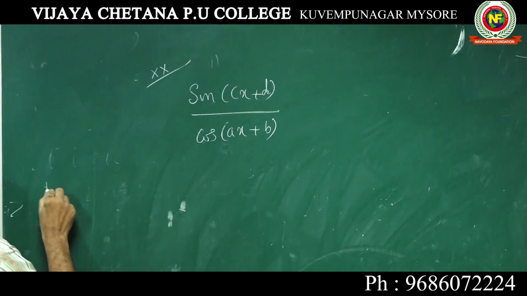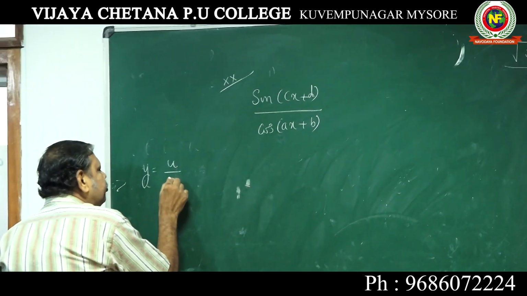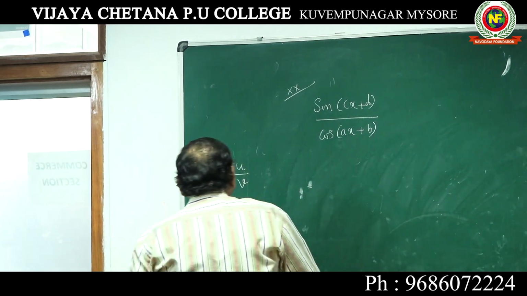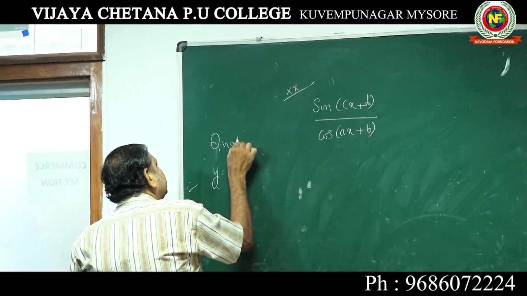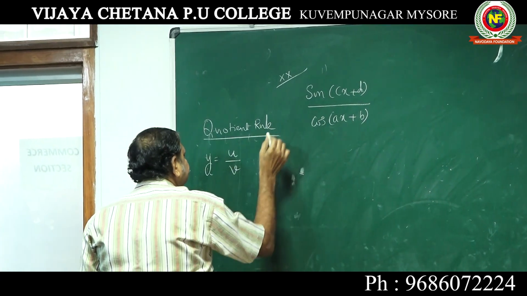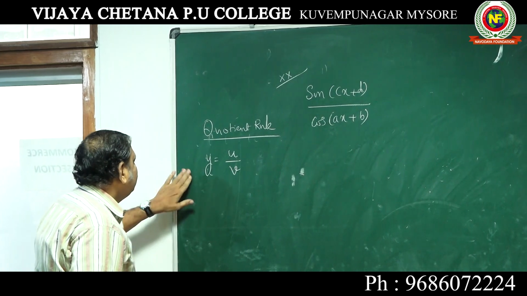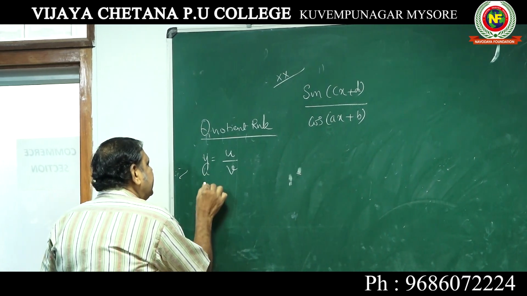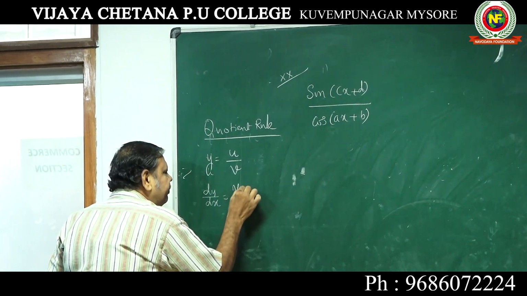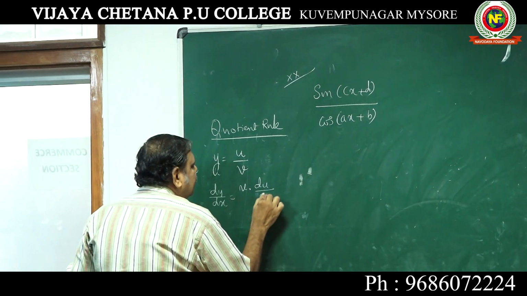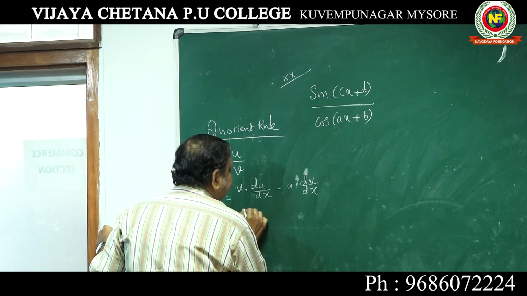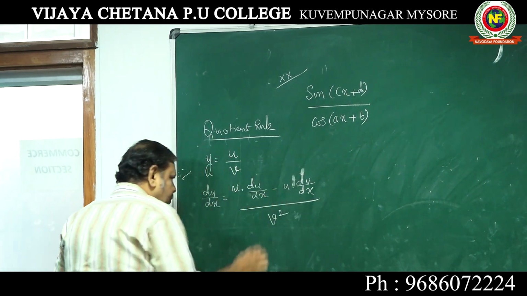Again, when y is equal to u by v, this is called the u by v rule. There we call it the uv rule, the product rule. Here it is called the quotient rule. So here, when y is equal to u by v, dy by dx is equal to denominator v into du by dx minus u into dv by dx, by v square. So this is the rule.